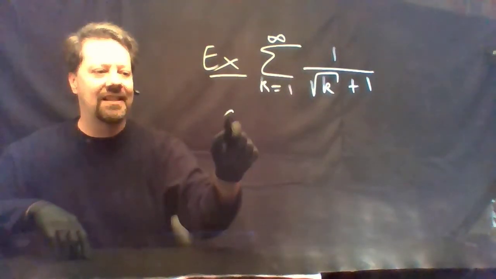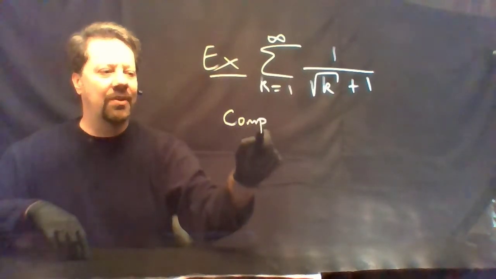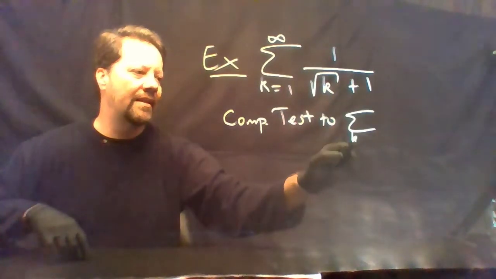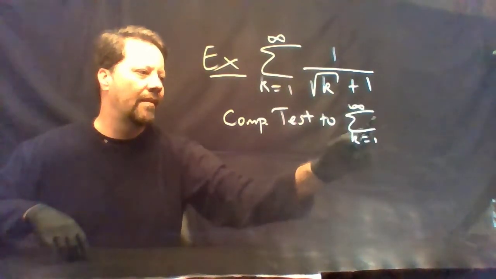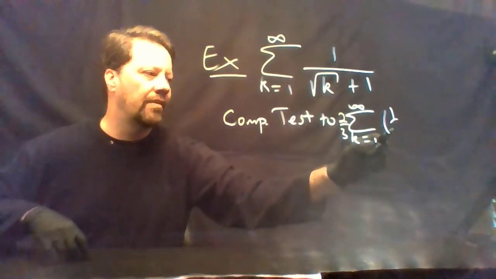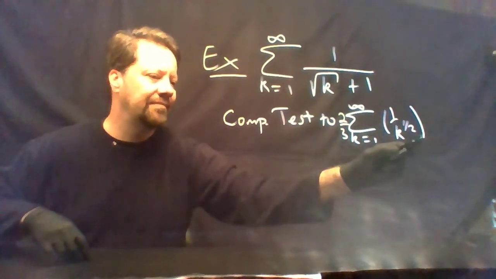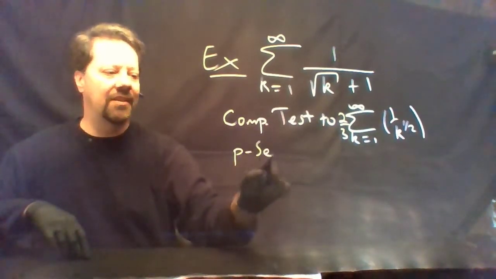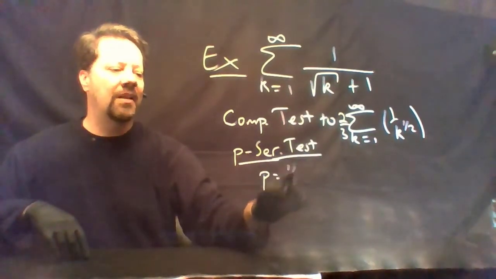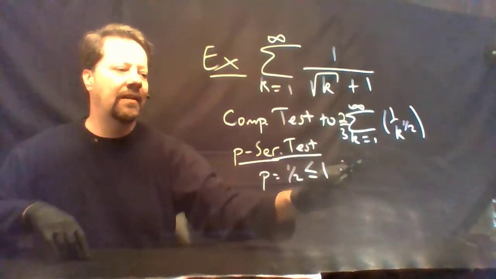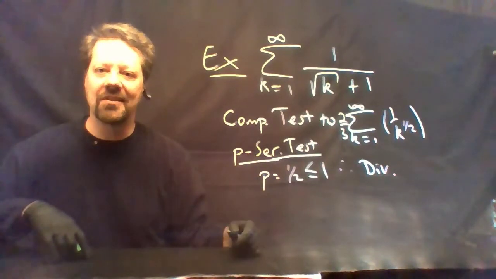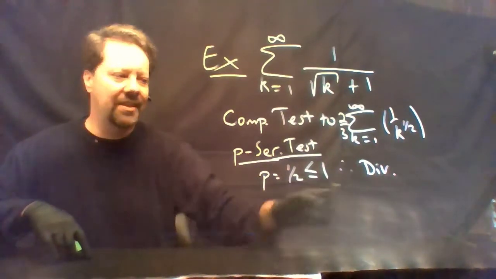We'll now declare the test that we're going to use. We're going to use the comparison test to the sum as k goes from 1 to infinity of 2/3 1 over k to the 1/2. That is a p-series, so we use the p-series test. P equals 1/2, which is less than or equal to 1, which means that the p-series diverges. Since that was smaller than the series that we started with, the original series diverges as well.